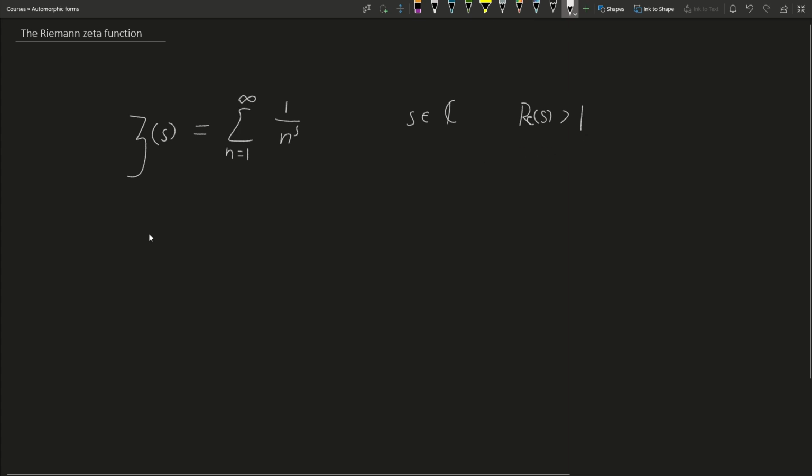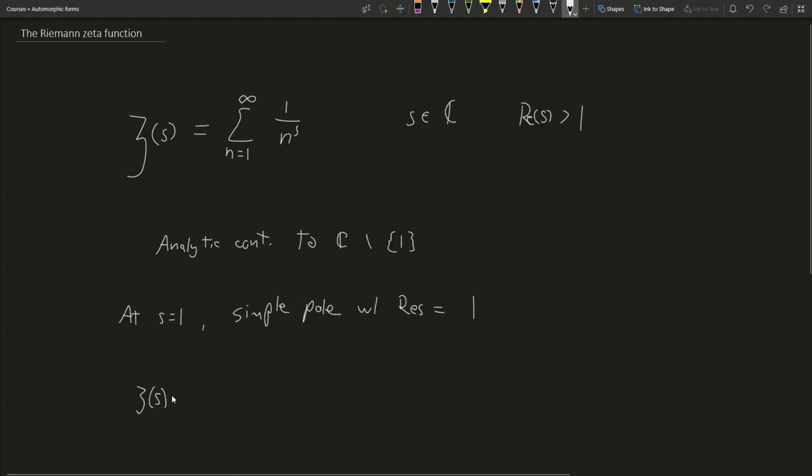This function has an analytic continuation to all of C except for the point s equals 1, and at s equals 1 you have a simple pole and the residue is 1.